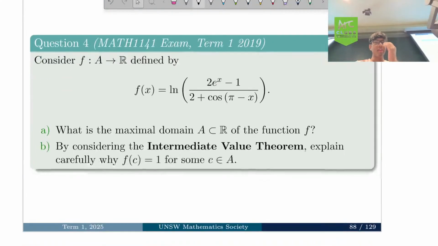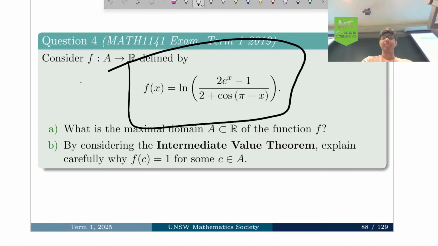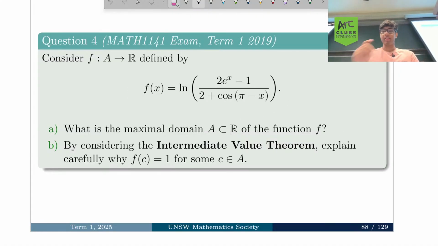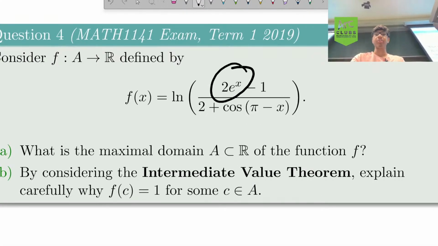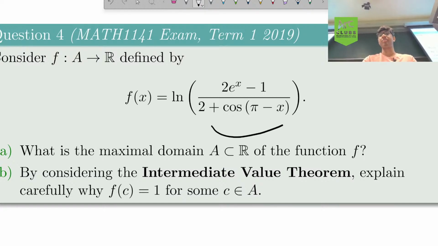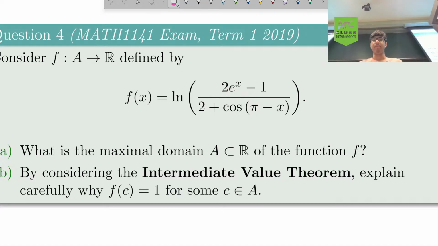So here I have this. What is the maximal domain of A inside of R of this function? Okay, well, let's consider this. For my cosine and my exponential, I can plug in whatever I want. There's no restrictions there. It just works for everything. So cos of pi minus x, I could have any x, any pi minus x, all this works. The really interesting one that I can think about is this natural log function.